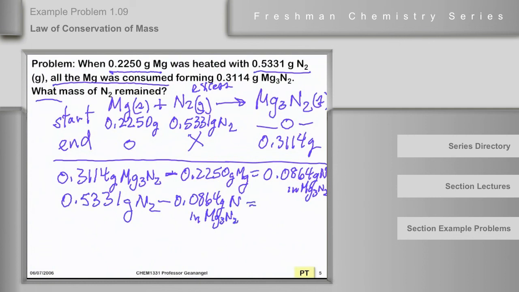So if we do the arithmetic, we end up with 0.4467 grams of nitrogen that are in the excess dinitrogen. And so that's X. Does that make sense to you? Are you comfortable with it? Question?